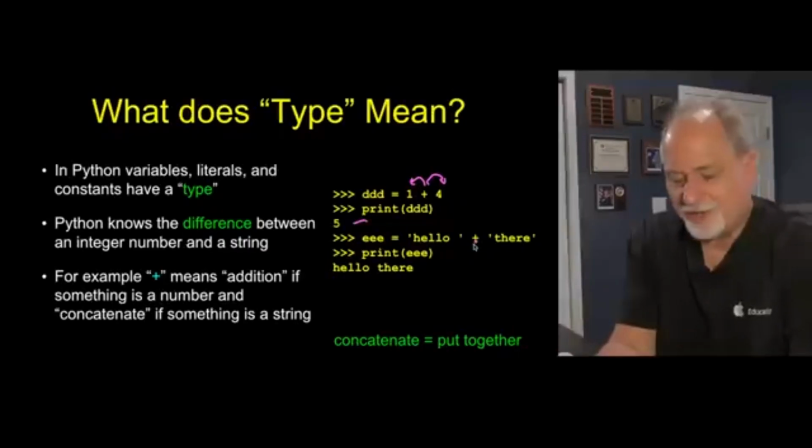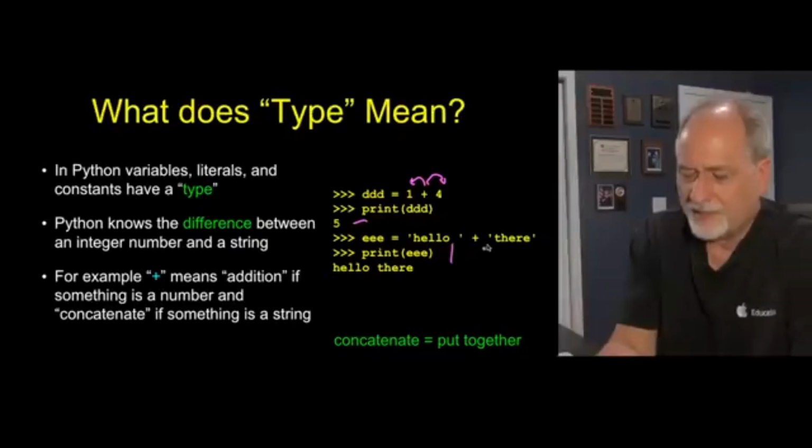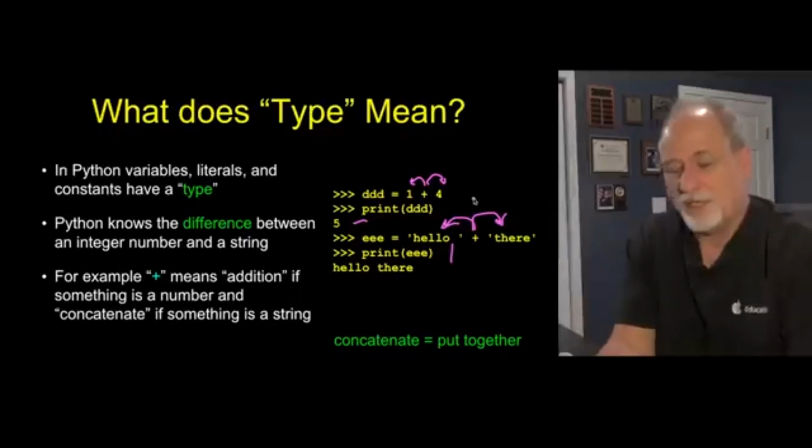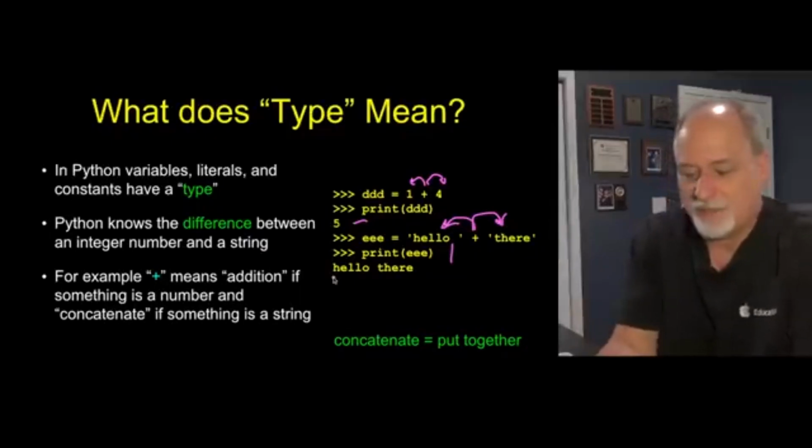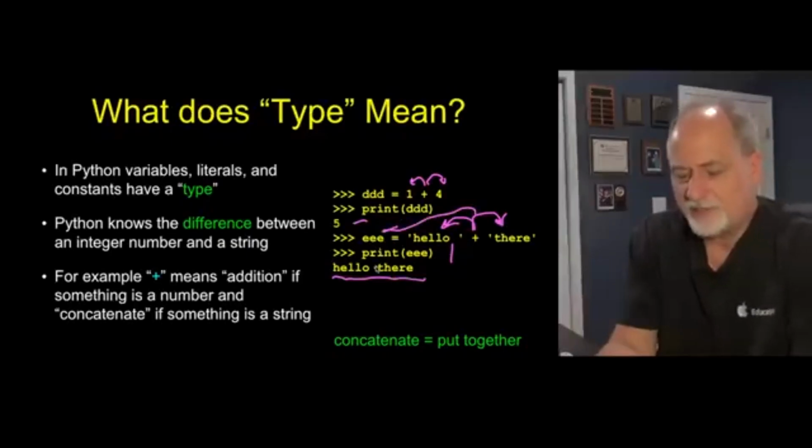We can also use this plus to concatenate two strings. This is hello blank plus there, and plus looks here, says, oh, that's a string and that's a string. So I know what to do with strings. I will concatenate those two things together so it becomes another string that gets assigned into EEE, and it's hello space there. The plus doesn't add the space. I added the space by putting it right there.